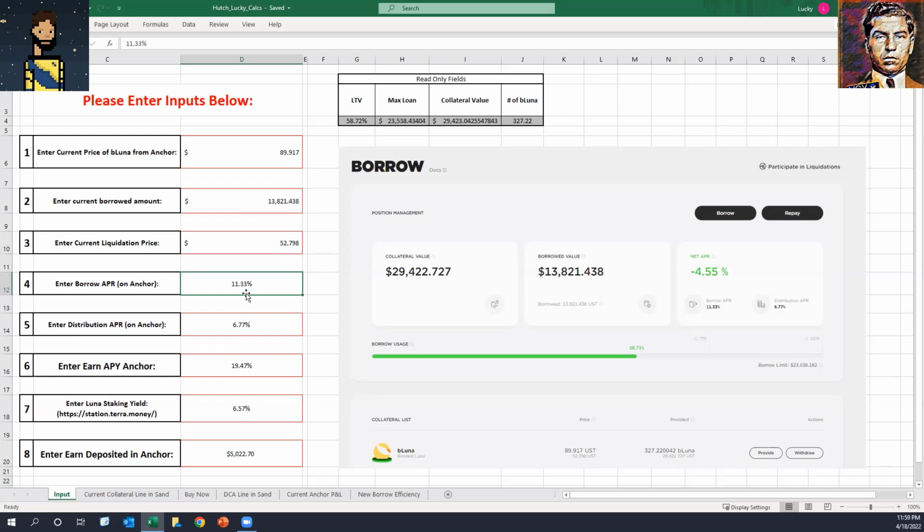Some things that we're going to use at the very end that we're asking for: put in the borrow APR, which is right here. Put in the distribution APR, which is right here. Enter your earn APY on Anchor. That is on the earn tab, not currently shown on this sheet, but go ahead and put the earn APY. The Luna staking yield, if you didn't know, you can find at station.terra.money. Currently it's at 6.57. And the last thing we're asking is the amount of earn you have in Anchor. That will play into the Anchor P&L tab when we get there.